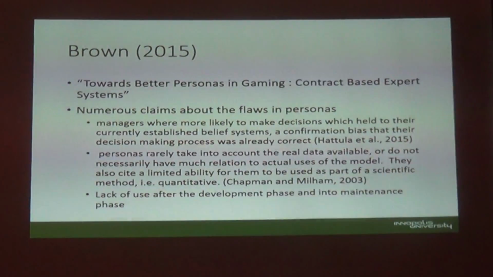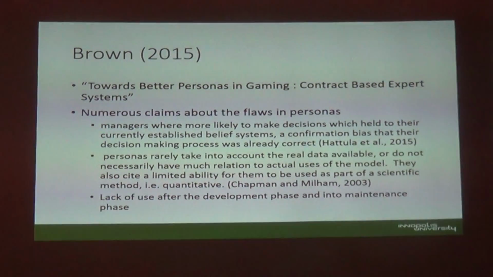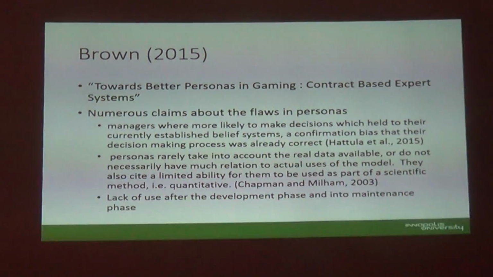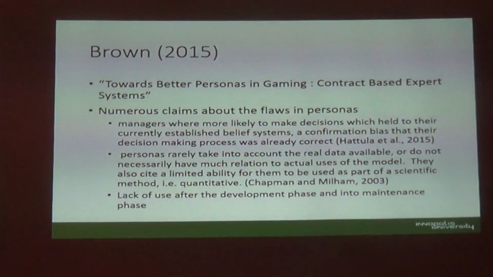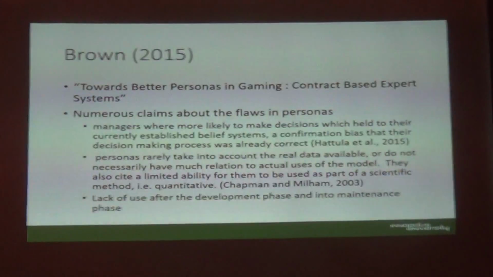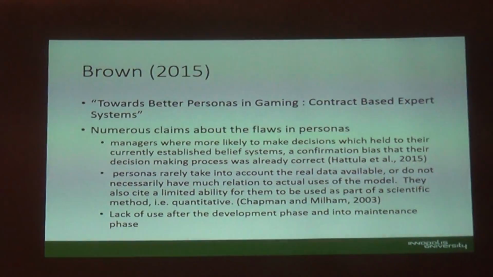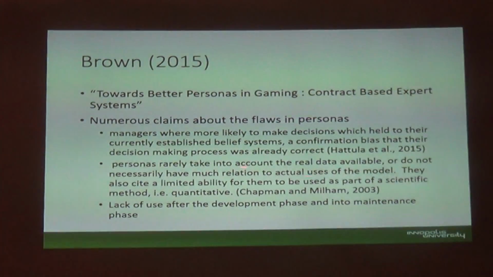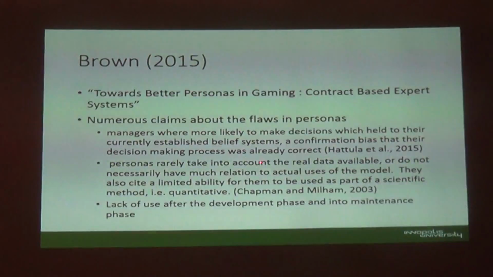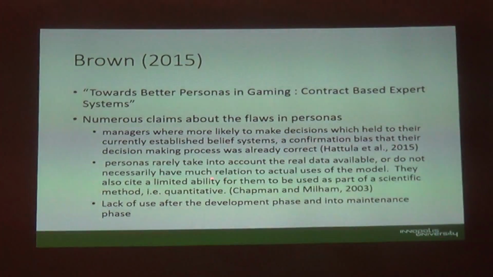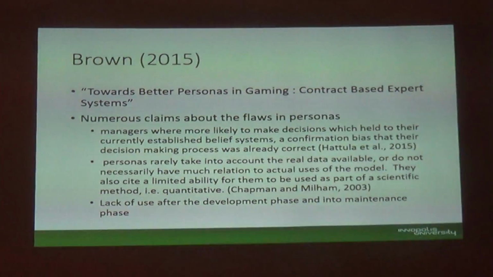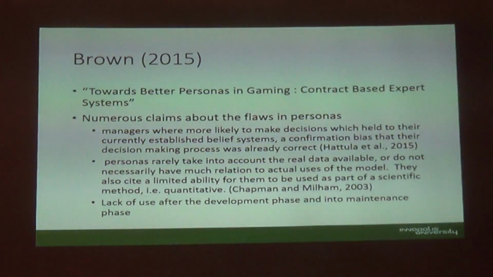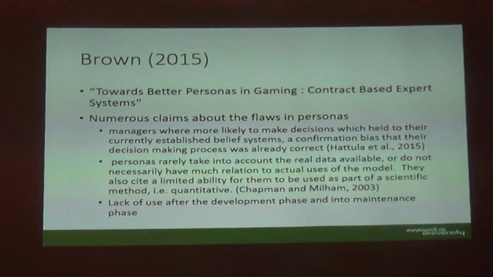When we actually did empirical studies with managers, and we said to them, hey, could you take a look at this business decision, think about Susie, they would try to then frame whatever their own decisions were in Susie's mind. So they had a confirmation bias based off of this. This is coming out of research from 2015 having to do with marketing. Personas, very early after they came out, were found to rarely take into account real data available, do not necessarily have much relation to actual uses of the models, and have limited ability to support a scientific, quantitative model.